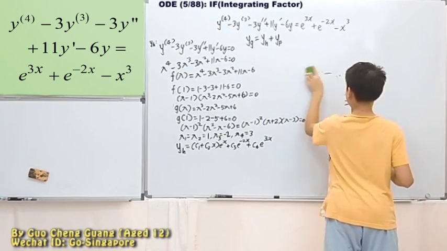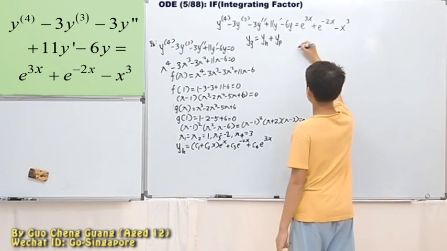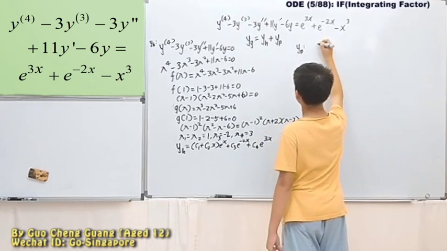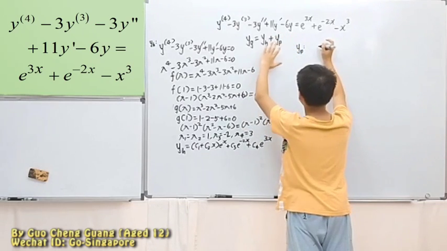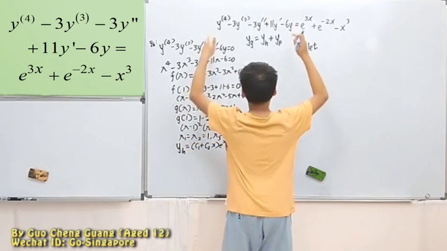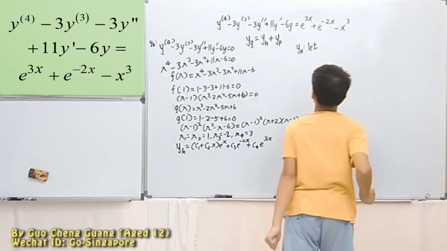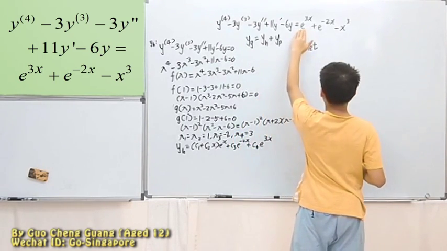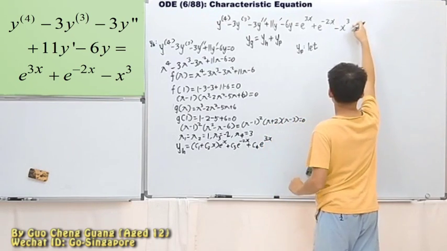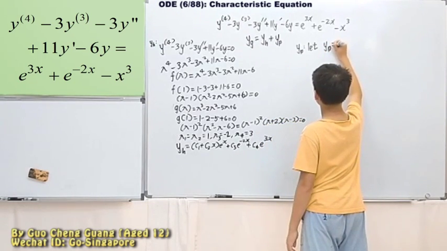Next part is yp. For this yp, we'll also need to first let something. But for this let, we need to think about the right-hand side: when we let, how can we get this part? Firstly, you have e to the power of 3x, then e to the power of negative 2x, and x cubed. Later I'll say more about this.